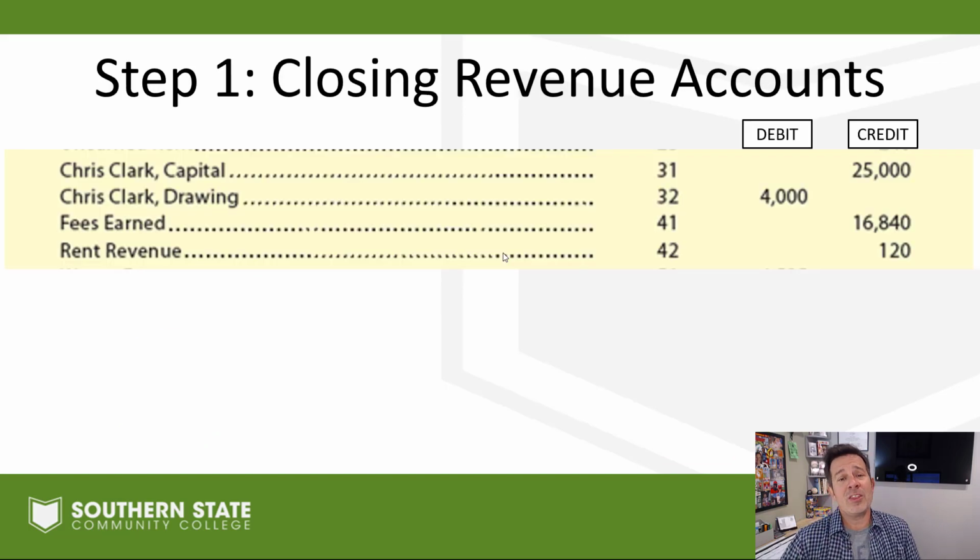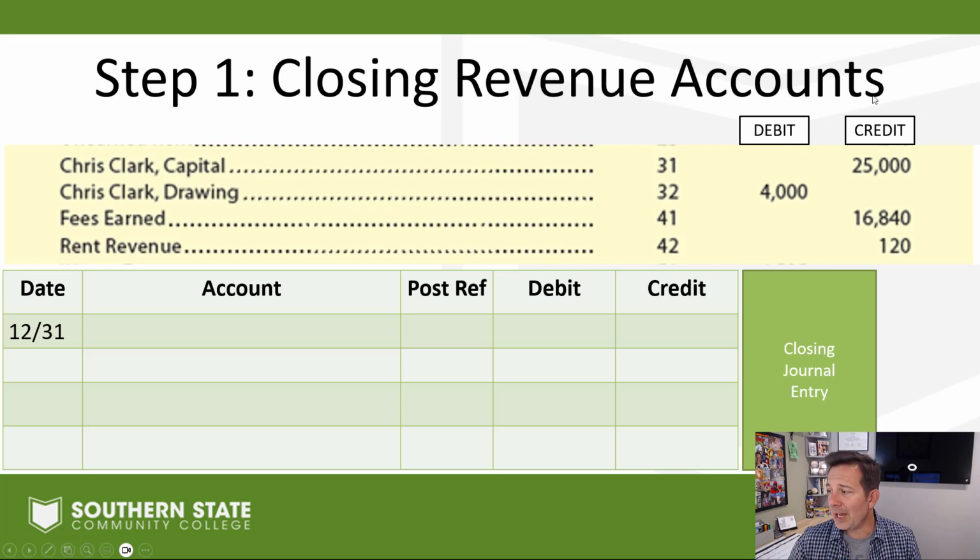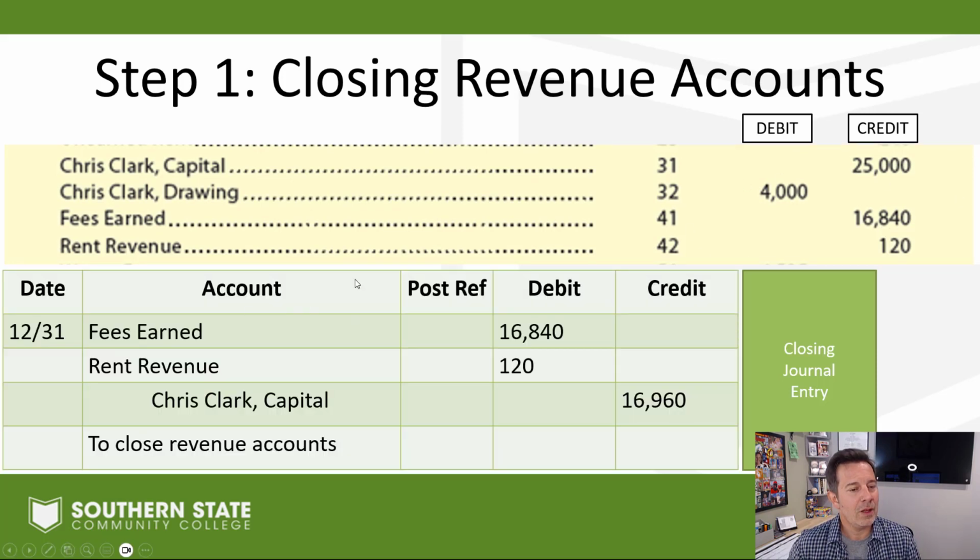Step 1, closing the revenue account. We can see I've taken from our trial balance, we have fees earned and rent revenue. Both have a normal credit balance. We're going to close them out to the capital account. I'm going to show you how to do that right here. We have to do the opposite. We have credits for our revenue accounts. Then we're going to hit them with a debit. Fees earned debited $16,840. Rent revenue debited $120. We'll add those 2 numbers up to get our credit to Chris Clark Capital. So we're literally taking the revenue accounts and dumping them into capital.